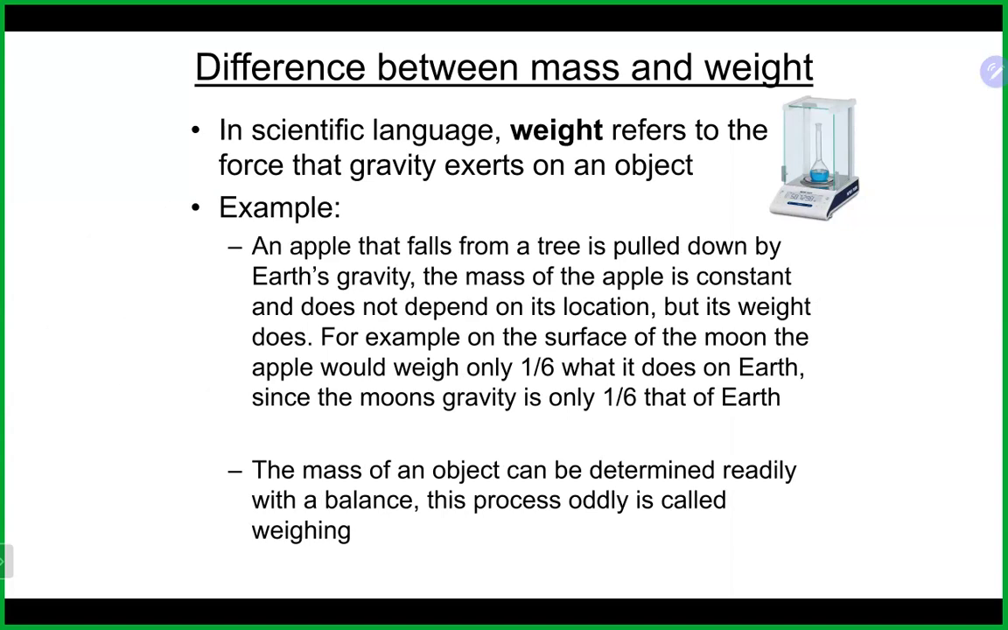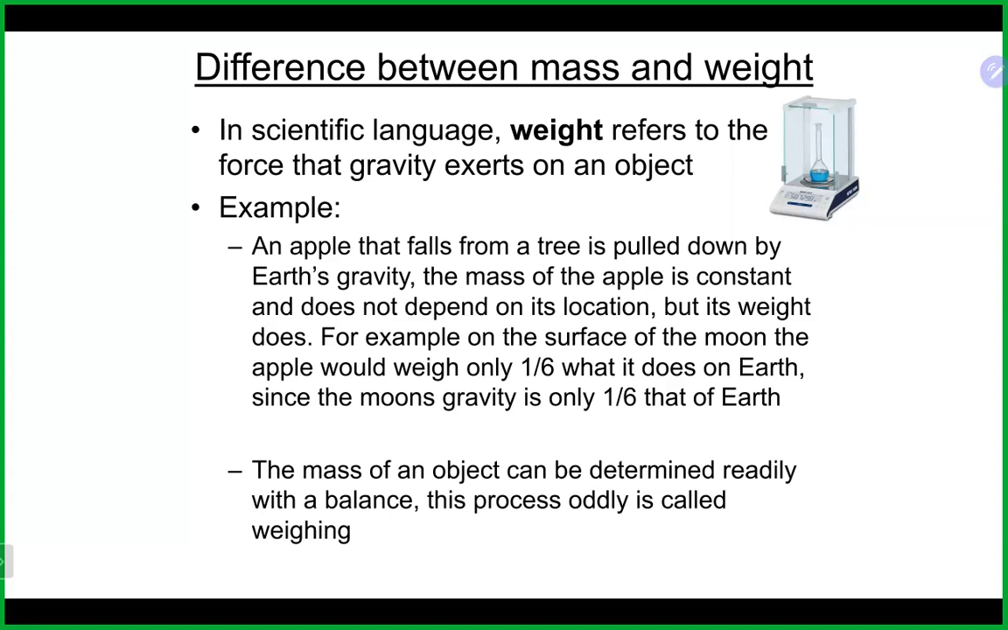if you're on the moon, the mass of, say, an apple, for example, would be the same in both locations. The weight, on the other hand, is directly related to the force of gravity exerted on it. And the weight of the apple here on Earth and the weight of the apple on the moon would be different because the force of gravity is different.